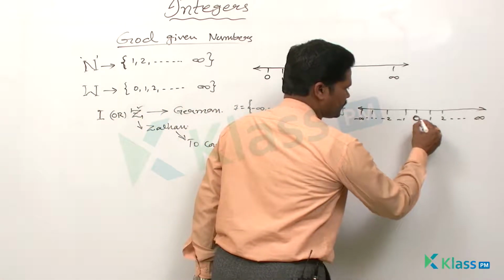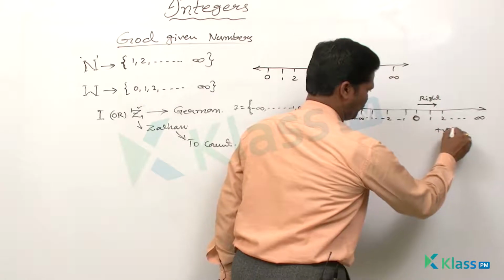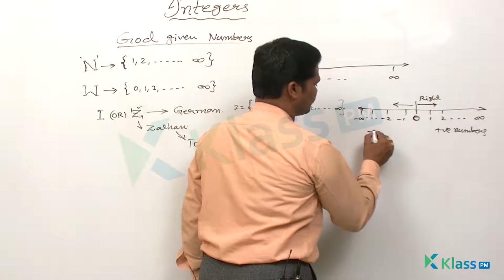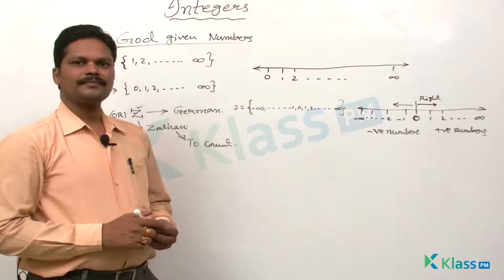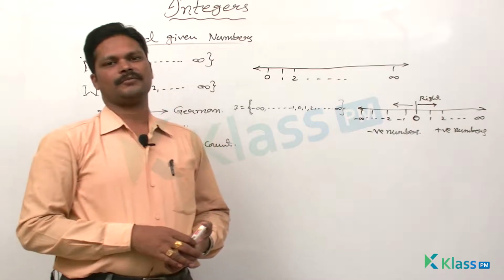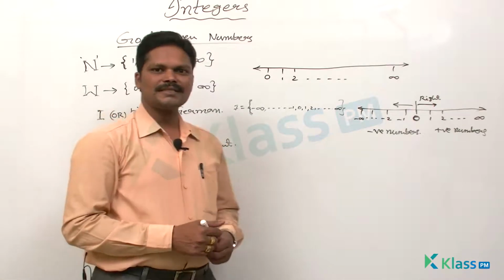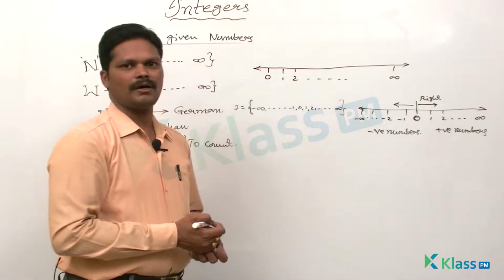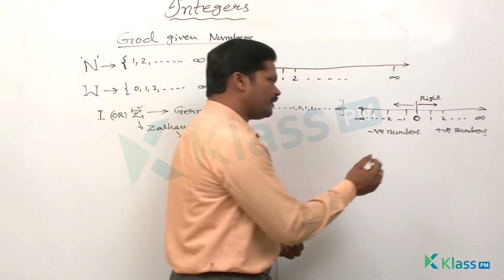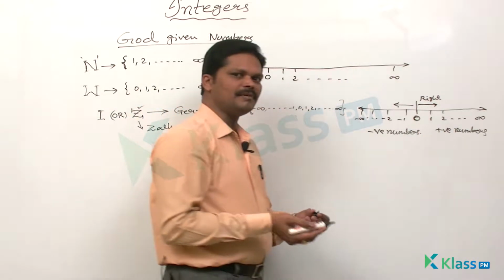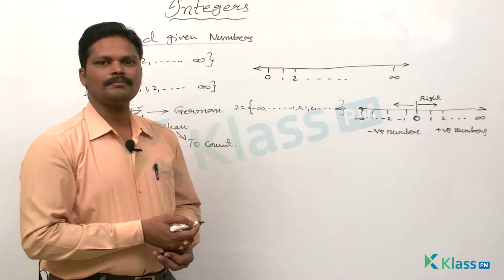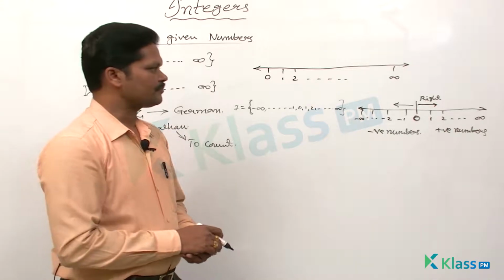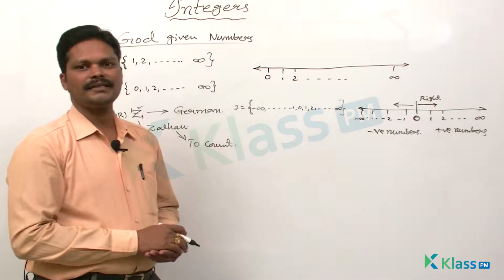The right side of 0 are called positive numbers and the left side of 0 are called negative numbers. So how can we define negative numbers? A reflection of positive numbers are called negative numbers, or the numbers which have a minus sign before them are called negative numbers. How can we define positive numbers? The numbers before which we use plus or nothing are called positive numbers. This is very clear for positive and negative numbers.